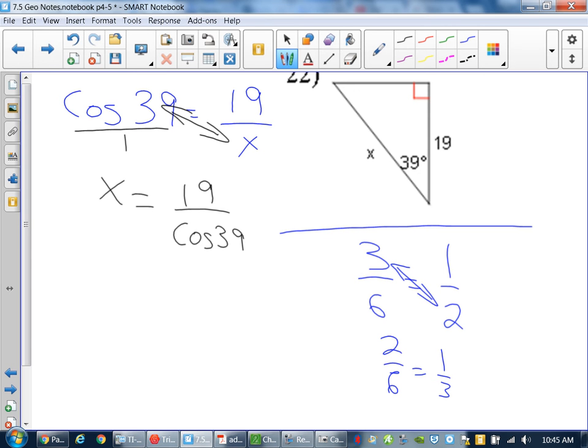So what happens then, there's basically only 2 ways to solve these problems. You're either going to multiply by a denominator or you're going to divide by a trig function. That's it. That's all you do. Okay?